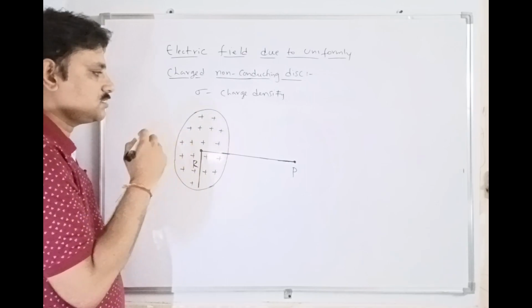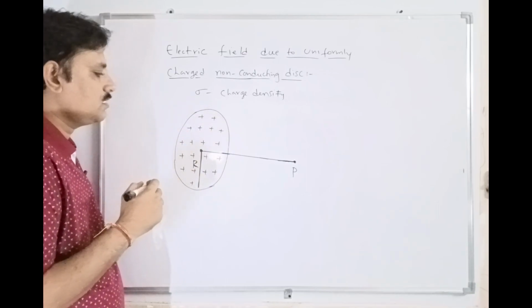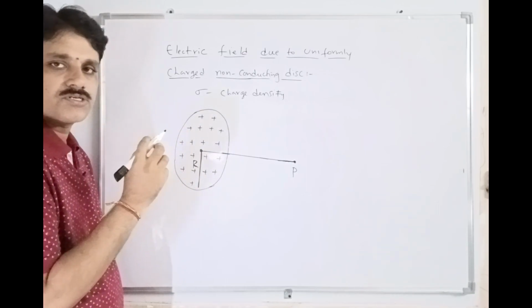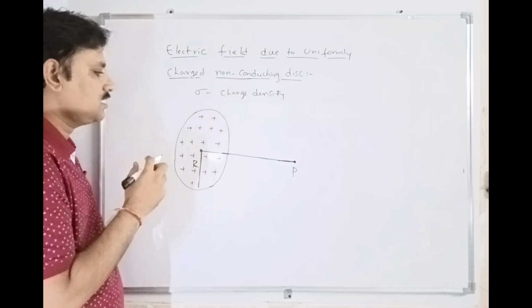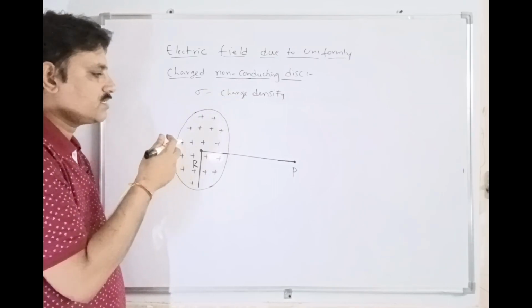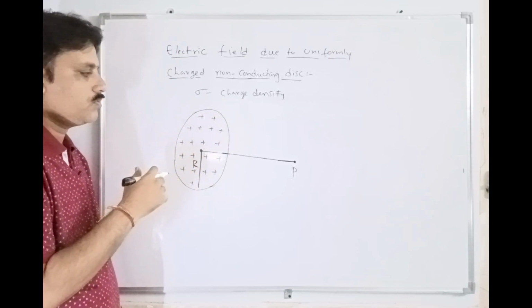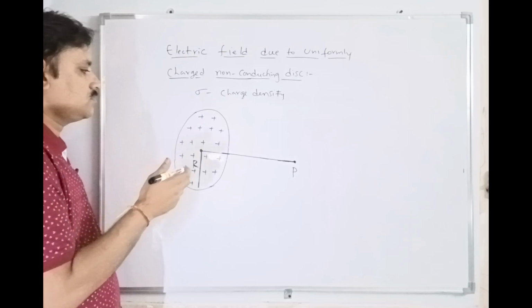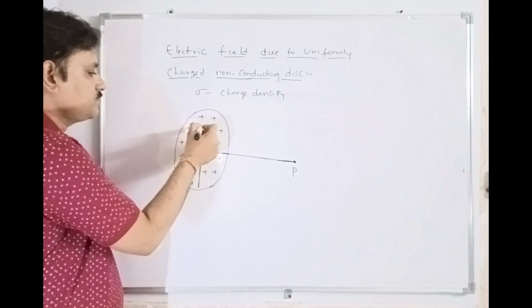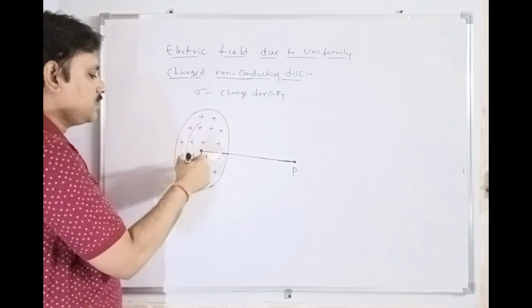Because this is a uniform charge distribution, we take a small portion on the disk and calculate the electric field due to it at point P, and later we will integrate over the limits. A small portion means a small area.